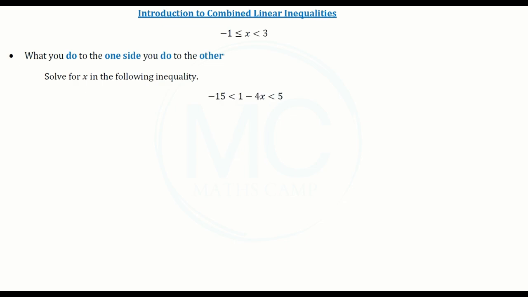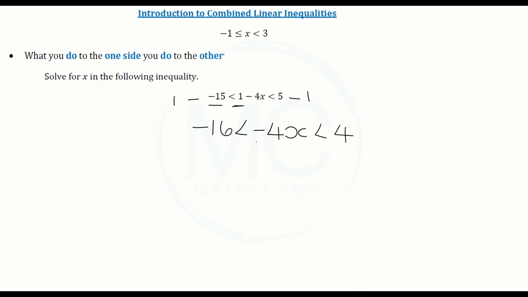Here we have -15 is smaller than 1 minus 4x, which is smaller than 5. Let's start by getting our x term by itself. So we need to get rid of this 1. So let's subtract 1, and we subtract 1. -15 minus 1 is -16, smaller than -4x, is smaller than 5 minus 1, which is 4.